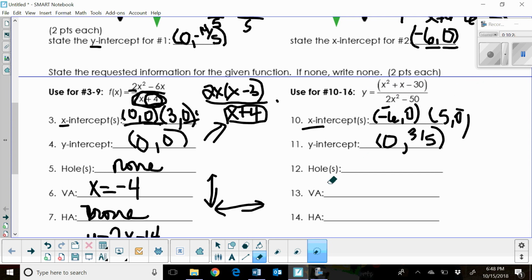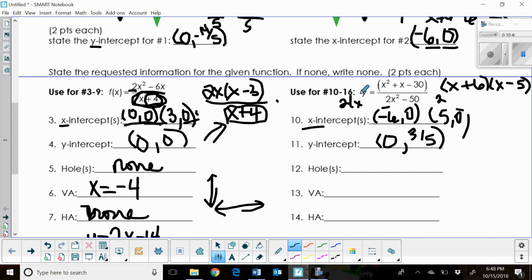Now, let's look at some holes. How do we get holes? We get holes from factors canceling. So let's look at our rational expression up here. We're going to look at it factored. Okay, I've got a factor at the bottom. I can take a 2 out. And when I take a 2 out, I'm left with x squared minus 25. Well, we know that's the difference of two squares. So let's factor that into x minus 5 times x plus 5.